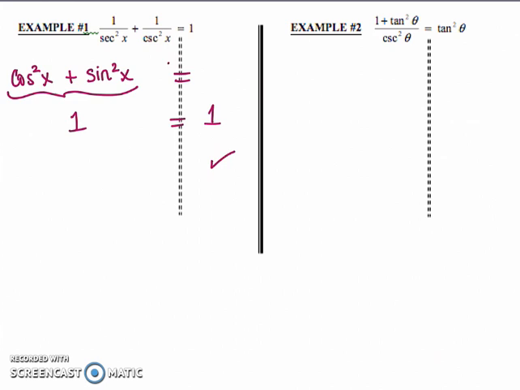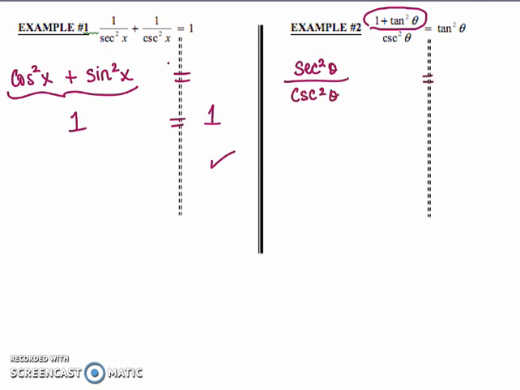In example number 2, again, left side looks more complicated than the right side, so we're going to start with the left side. And if we look at our numerator, 1 plus tangent squared theta, that looks like part of one of our Pythagorean identities. And if you look at your Pythagorean identities, sure enough, 1 plus tangent squared theta is equivalent to secant squared theta. So I'm going to rewrite that numerator as secant squared theta over cosecant squared theta.